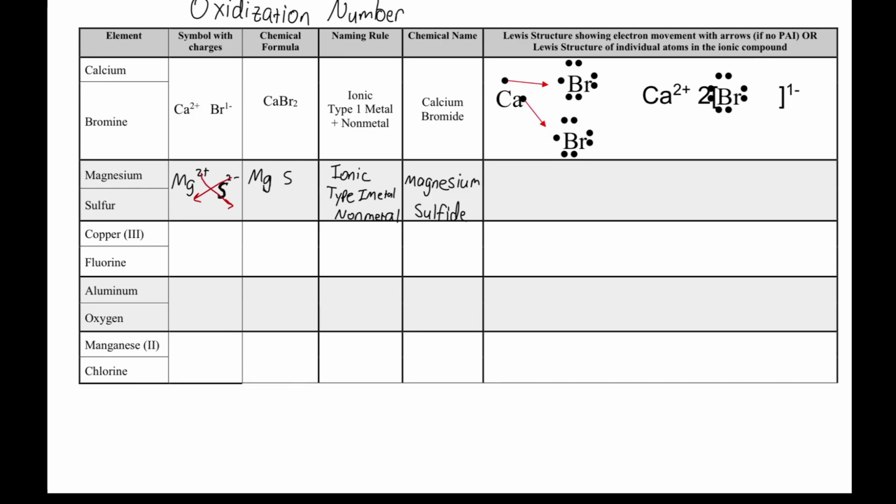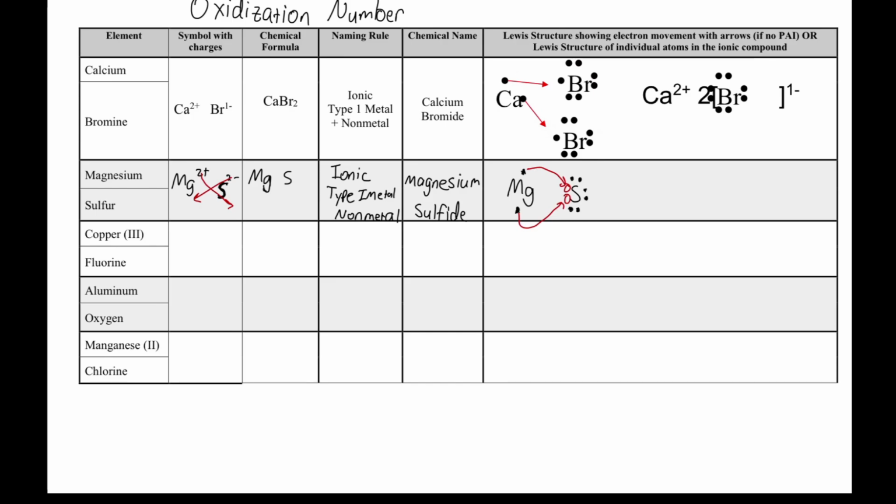If I were to draw the Lewis structure for this compound, I would have an Mg right here, neutral with its 2 valence electrons. I'll have a sulfur, which is also neutral with its 6 valence electrons, but it has spots for 2 more electrons and a higher electronegativity than magnesium. So sulfur is going to grab onto those electrons and pull them over to where it has empty spots.